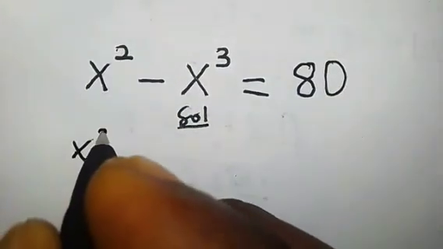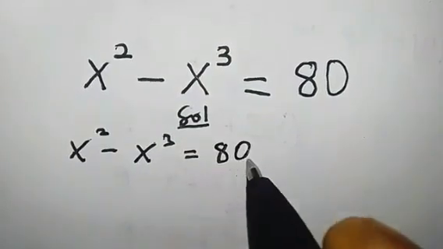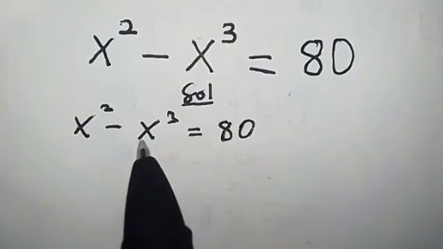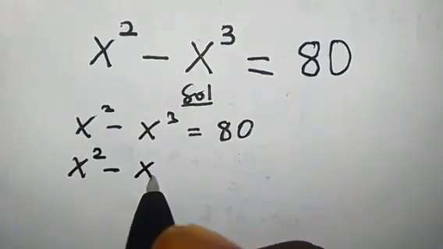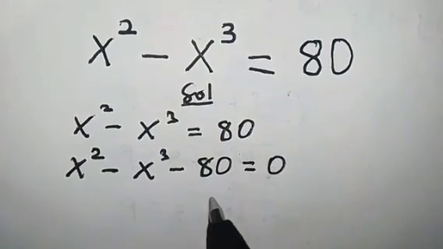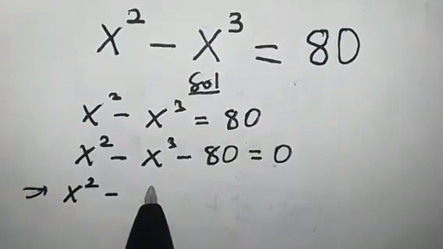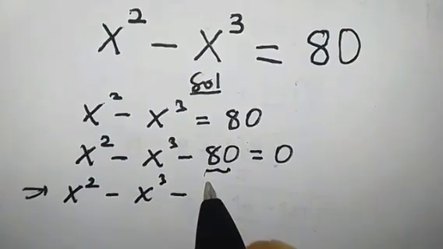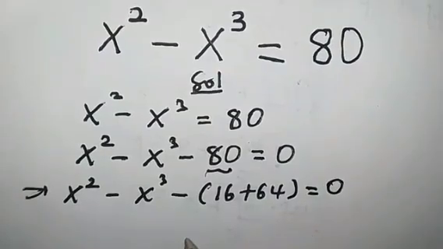We have x to the power of 2 minus x to the power of 3 equal to 80. The first thing we are going to do is to move this 80 to the left side. So that will be x to the power of 2 minus x to the power of 3 minus 80 equal to 0. This means that x to the power of 2 minus x to the power of 3 minus 80 could be written as 16 plus 64 equal to 0.